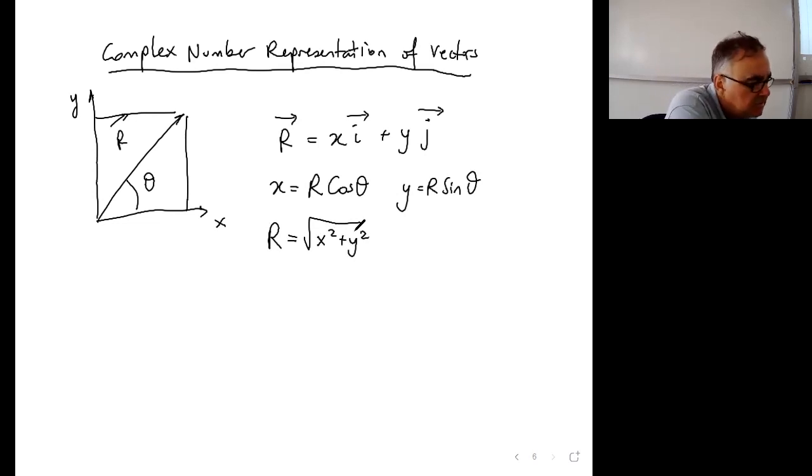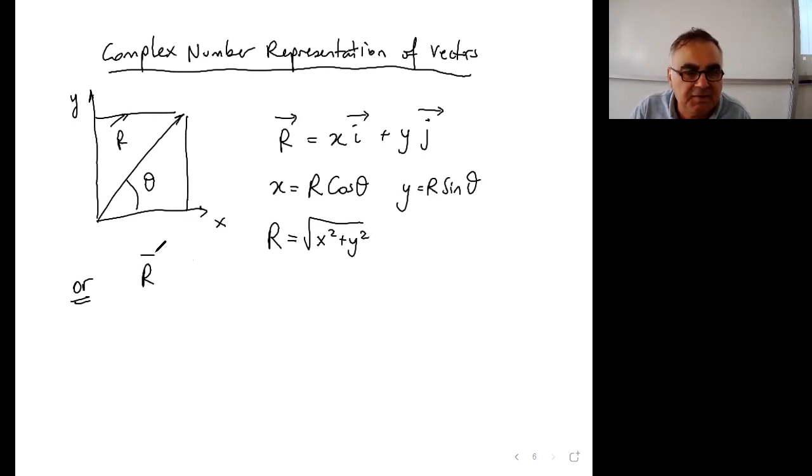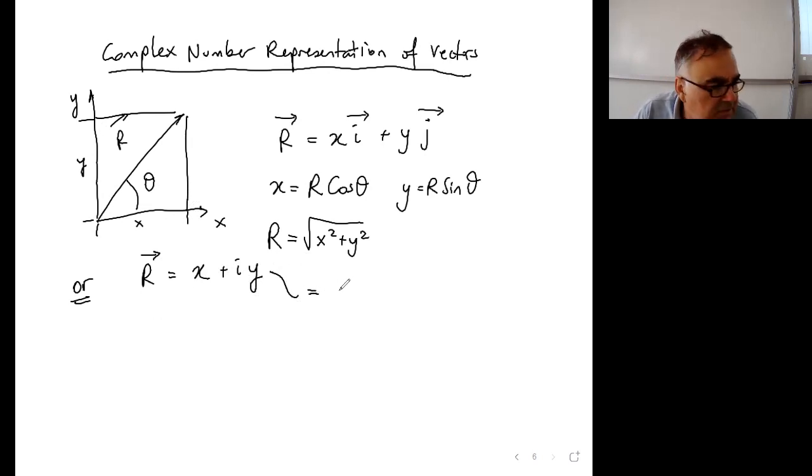Nothing about complex numbers here yet. But there is another way of doing this. This is the vector representation, or we can represent a vector by x plus iy. This is one way of representing it. This is the x distance, this is y. You can write it as x and y. This is a vector representation, or even better, we can write it as r times e to the I theta.